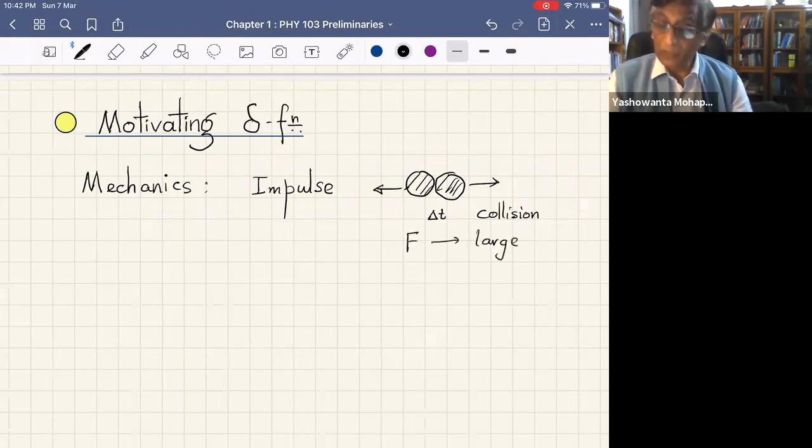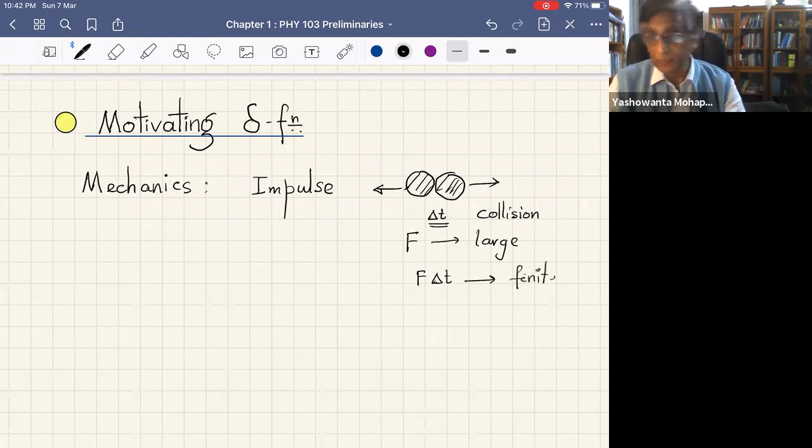So delta T is small, the time of interaction is small, but F is very, very large. But F delta T is finite. This we already know. Okay, but this is in time domain.